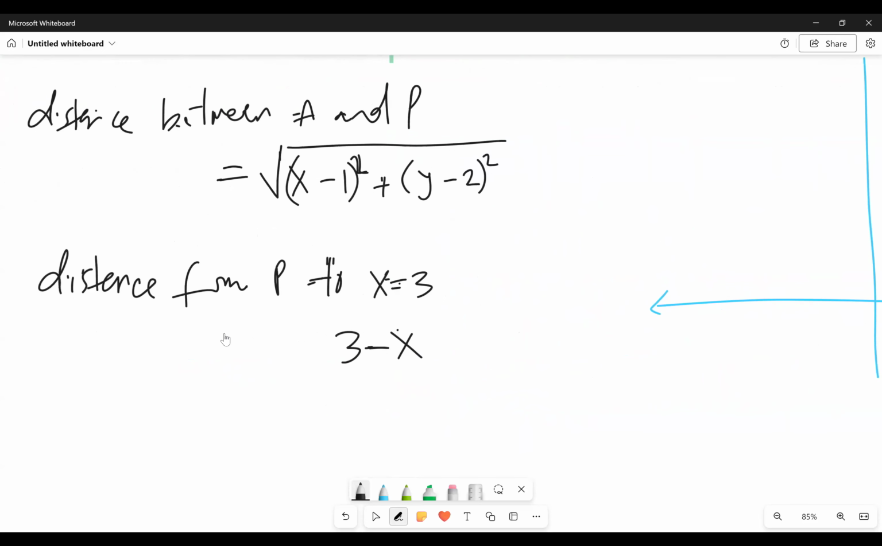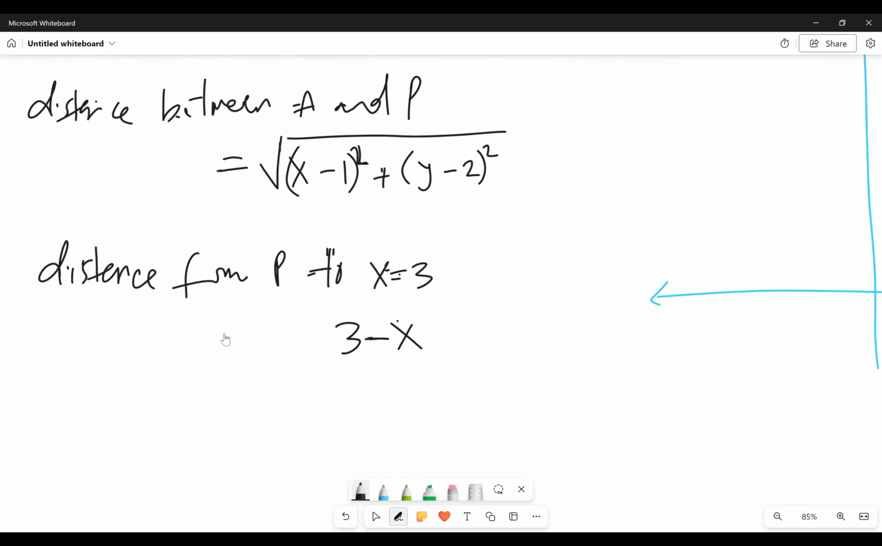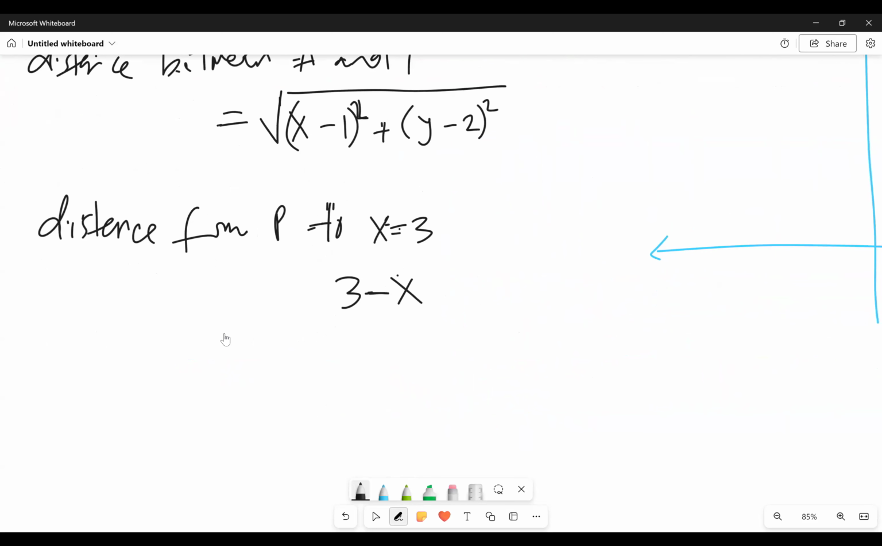Cool. Now we have two things, and they said these two things are the same. So if they're the same, I'm just going to equate them. That becomes the square root of x minus 1 squared plus y minus 2 squared is equal to 3 minus x.